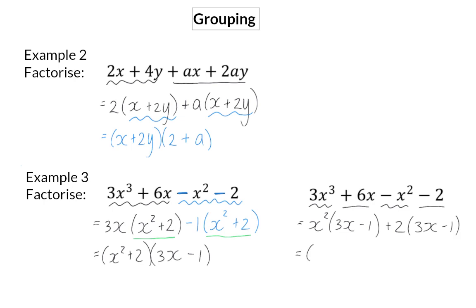Next, our common factor will be 3x minus 1, and we will be left with x squared plus 2. Here you can see that both of these are the product of the same 2 factors, so both of them will be correct.